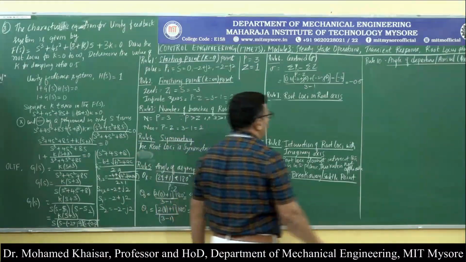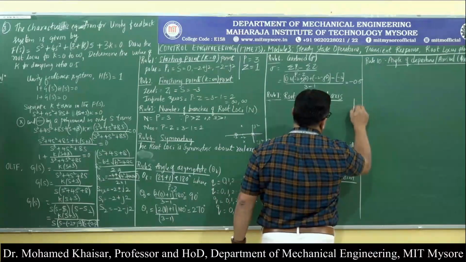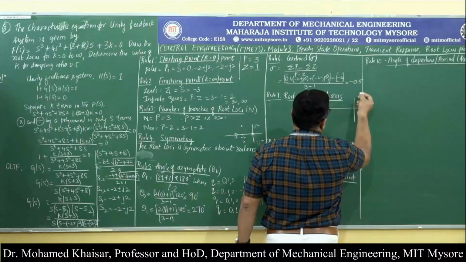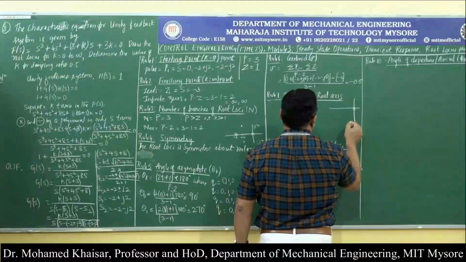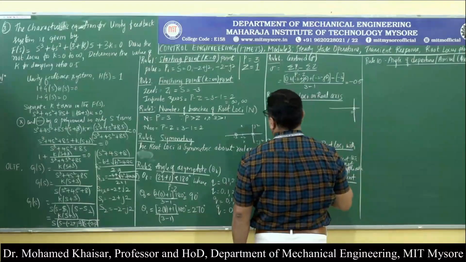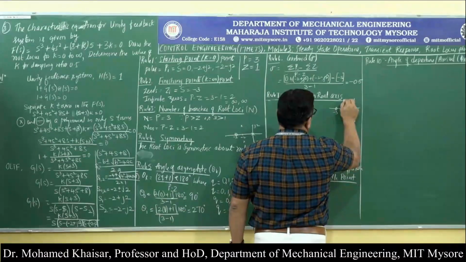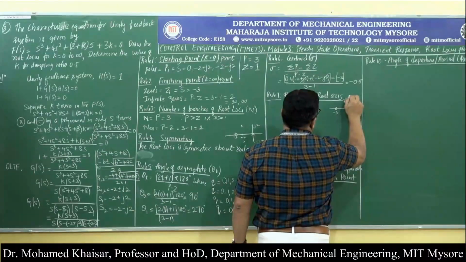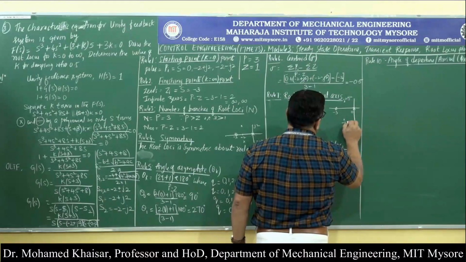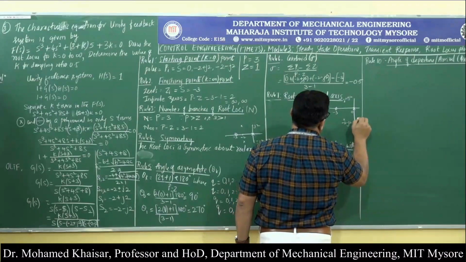Then, root loci on the real axis. If you just see, suppose this is the S plane, there is a pole at 0, then there is a zero at minus 3, there is a pole at minus 2 plus j2, there is a pole at minus 2 minus j2.